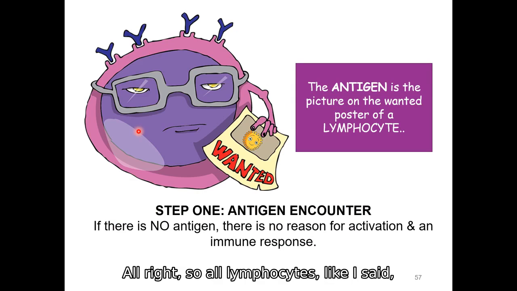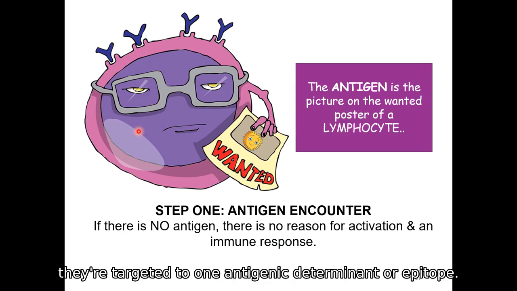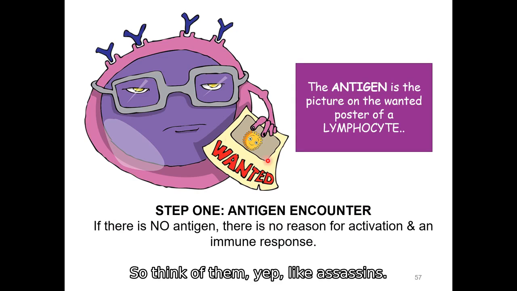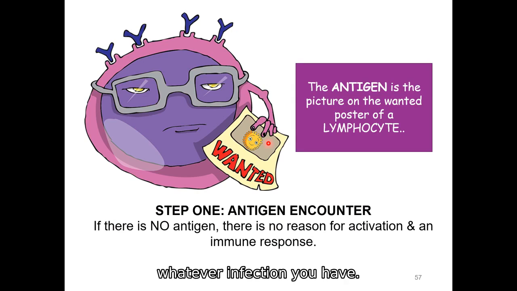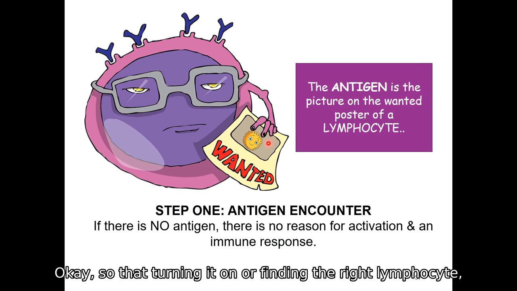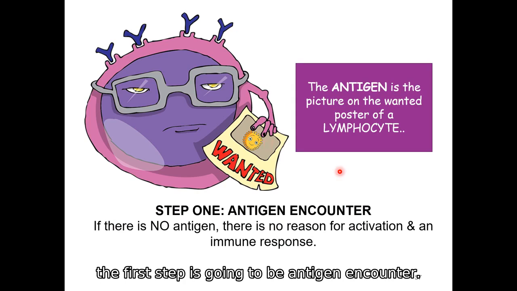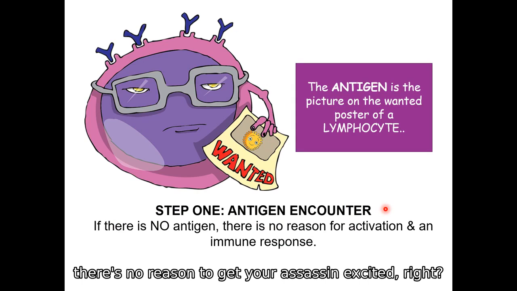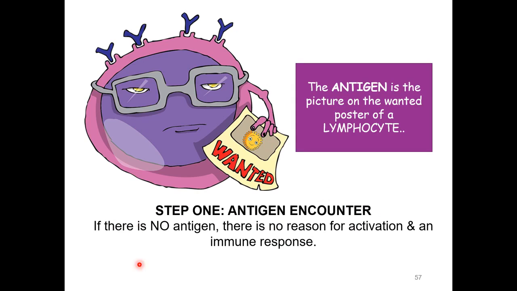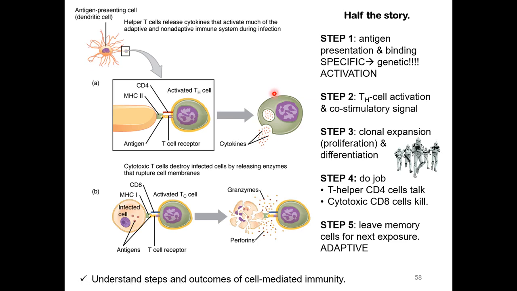All right, so all lymphocytes, like I said, are targeted to one antigenic determinant or epitope. So think of them like assassins. Your immune response is going to be tailored to whatever infection you have. So turning it on, or finding the right lymphocyte, the first step is going to be antigen encounter. Because if you haven't been exposed, there's no reason to get your assassin excited, right? All right, so half the story.